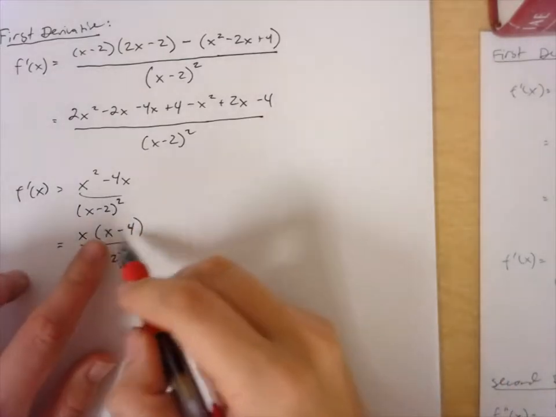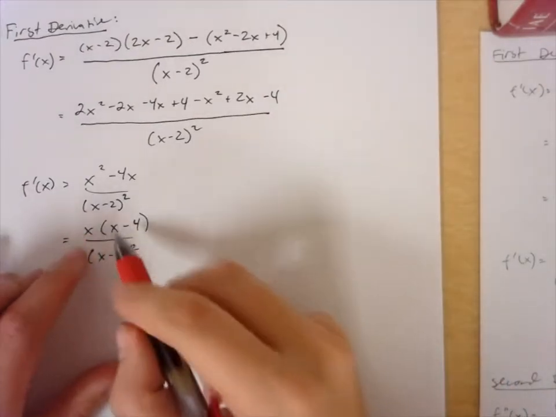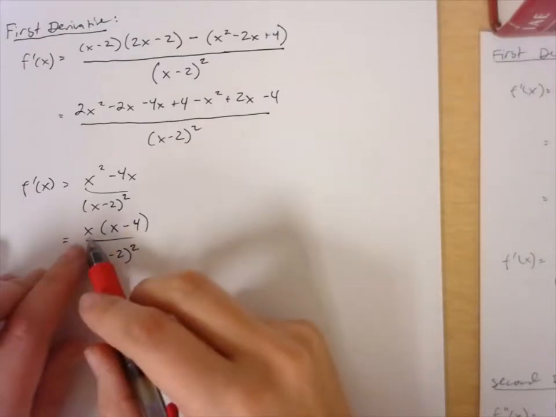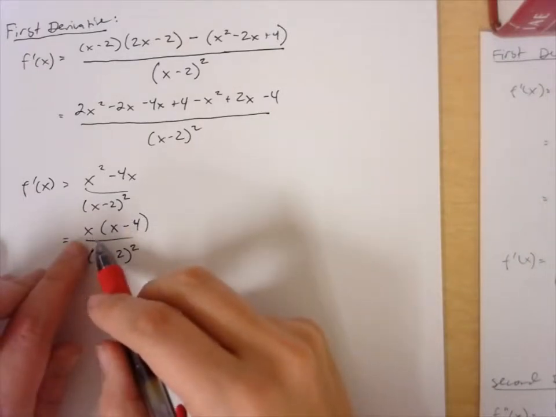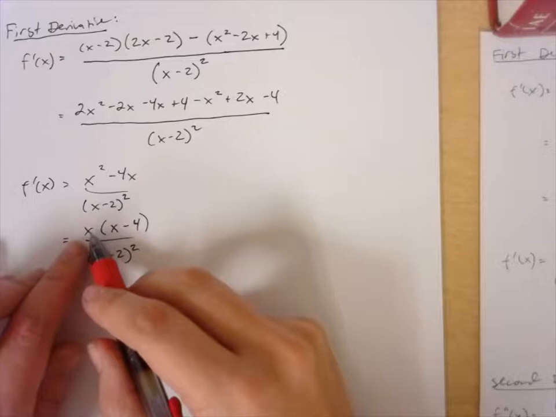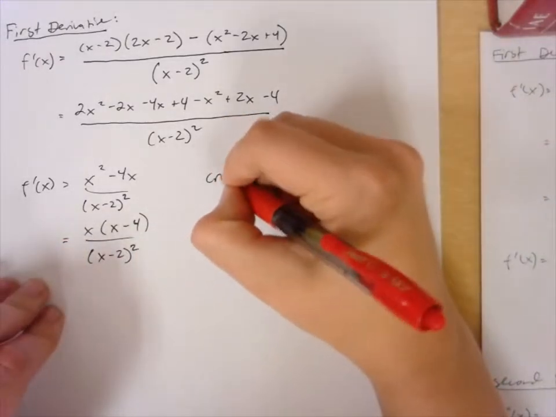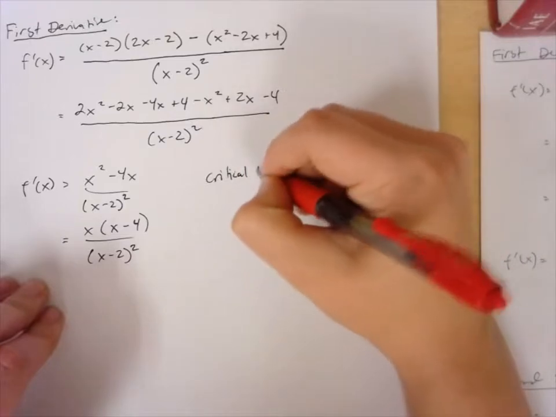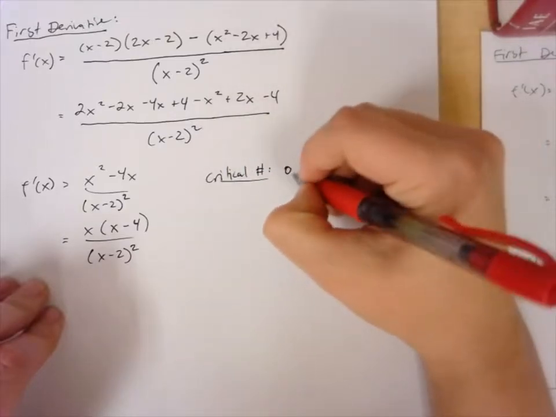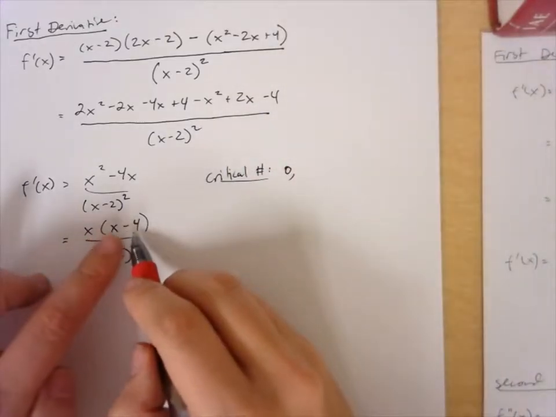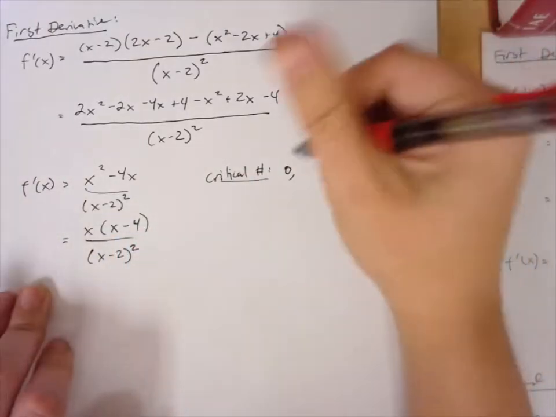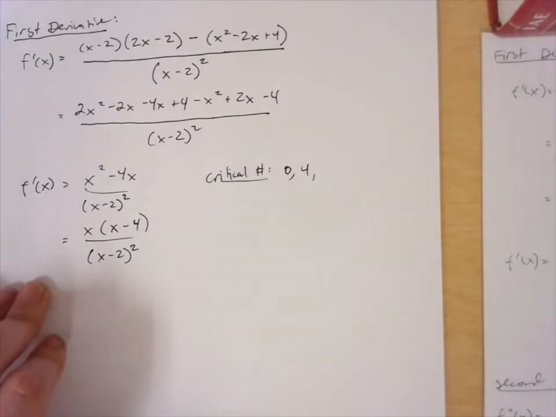We know for the top what's going to make this thing 0 for a critical number: for the first factor, if I set this equal to 0, I would get x equals 0, so there wouldn't be a lot of work done there. My first critical number is going to be 0. And then here, if I set this factor, x minus 4, equal to 0, I'd have to add 4 to both sides, and so 4 would be another critical number.